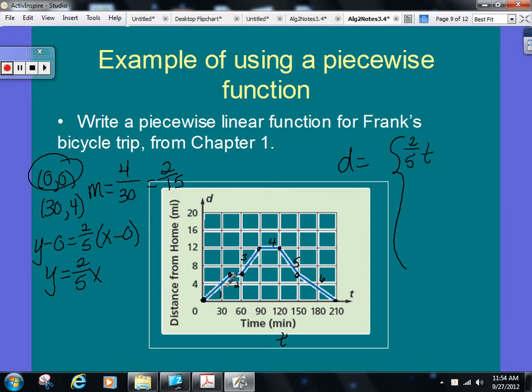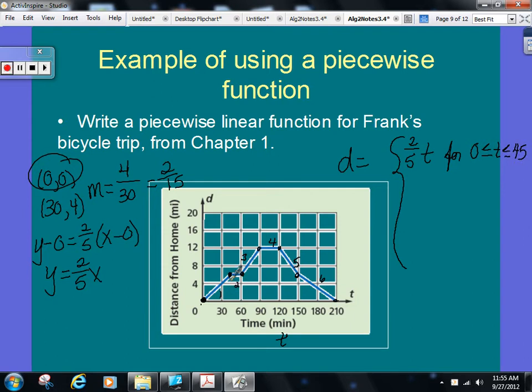Now, that is only for this little piece of line. Graph 2 here is going to have a different line. So we restrict it. We say for whenever it's from 0 to looks like 45. For 0 less than or equal to t less than or equal to 45. That only works from 0 to 45.